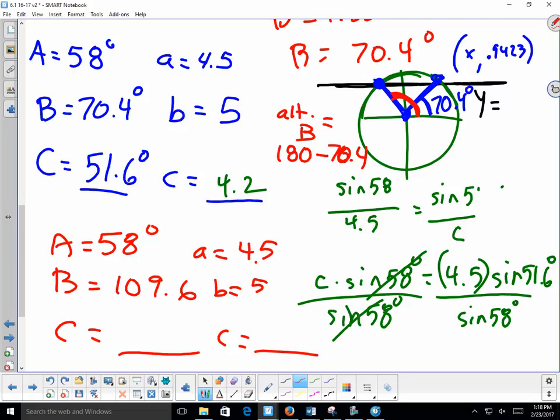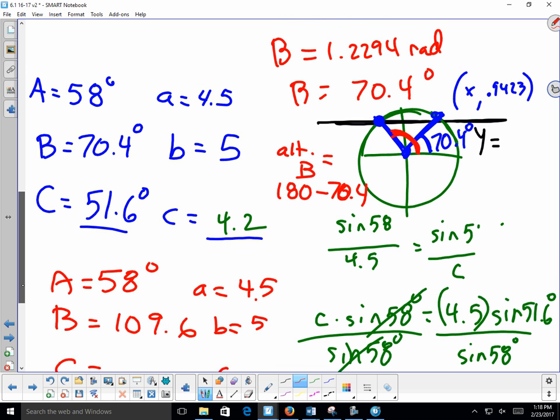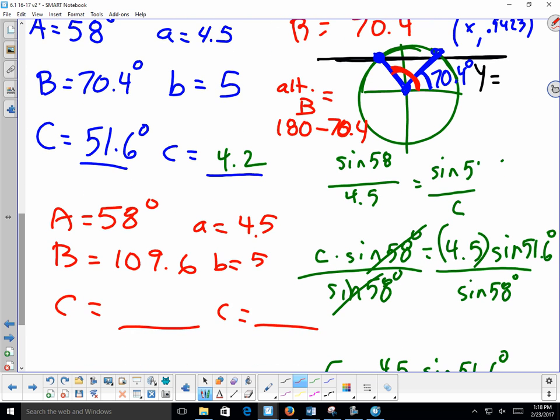How do you know if there's an alternate angle again? Kind of threw me off. How do you know if there's an alternate? Well, the alternate angle is going to be, what is it going to be? 12.4. 12.4? Do people agree?